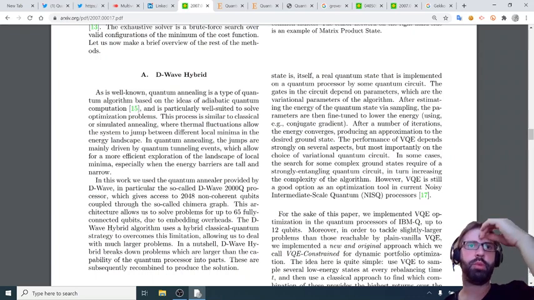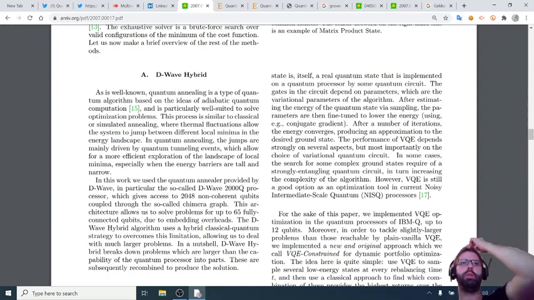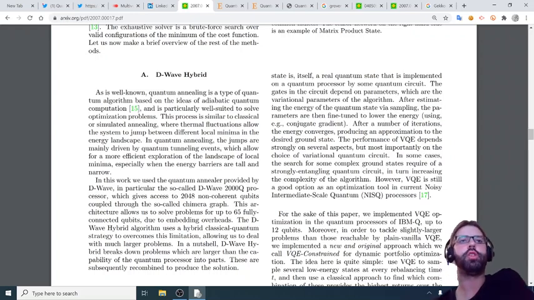The D-Wave hybrid algorithm uses a hybrid classical-quantum strategy to overcome this limitation, allowing us to deal with much larger problems. In a nutshell, D-Wave hybrid breaks down problems which are larger than the capability of the quantum processor into parts that we combine to produce a solution.